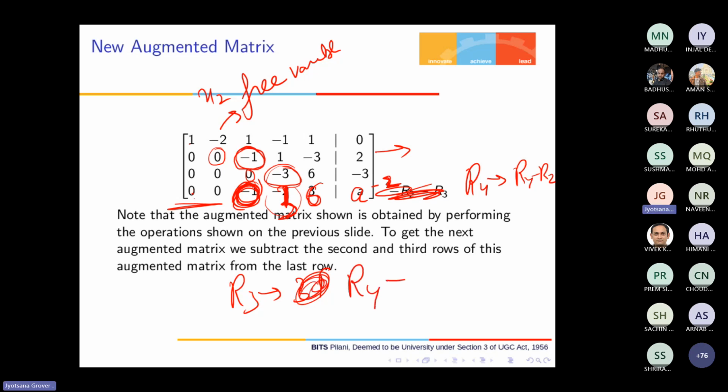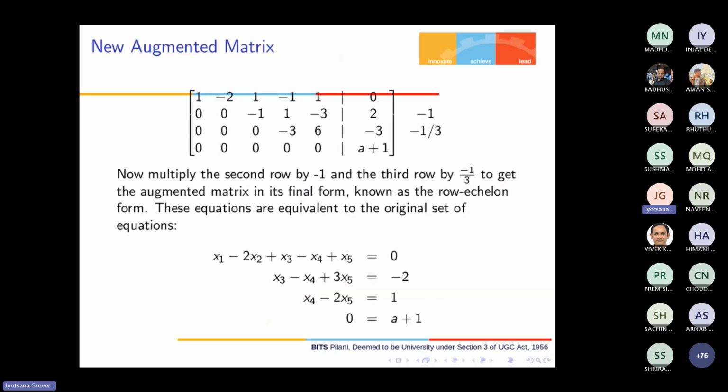So now what operation will you apply? Minus 3, minus 3. R4 is R4 minus R3. This goes to 0. 6 minus 6, 0. Now A minus 2 minus 3, so this will become A plus 1, right? Yes. The left-hand side is all 0. This is your final.